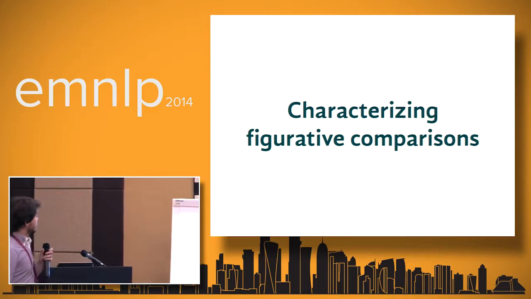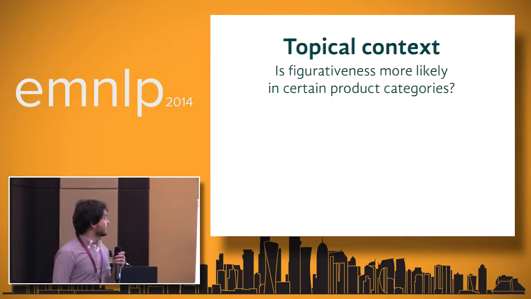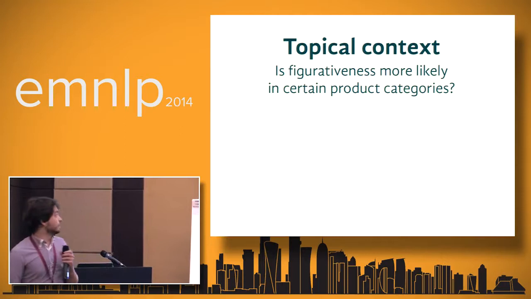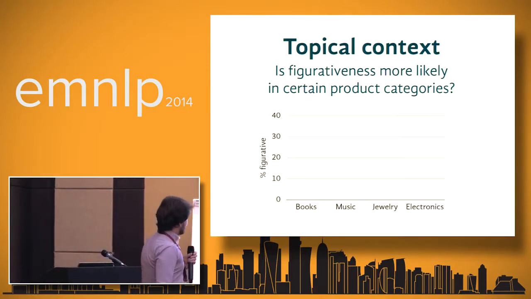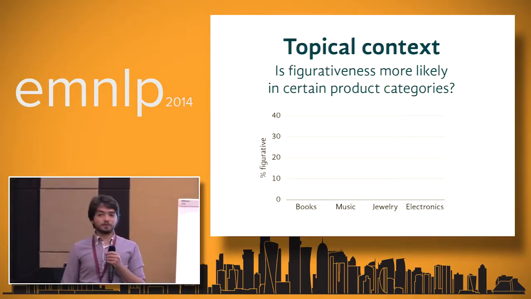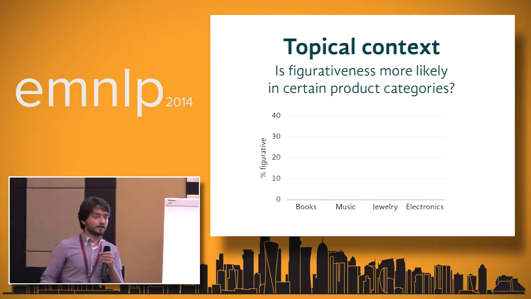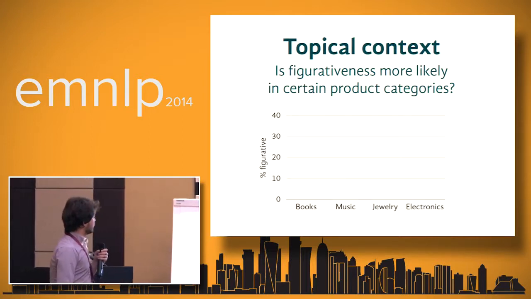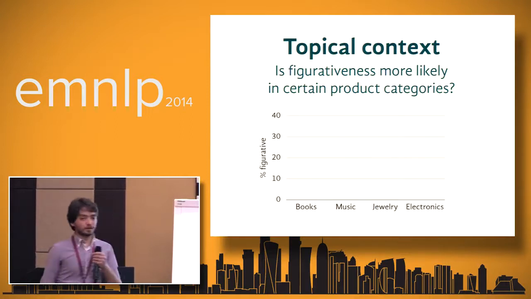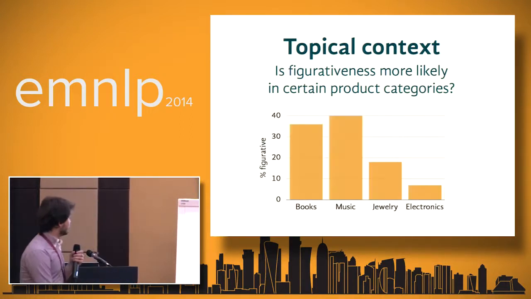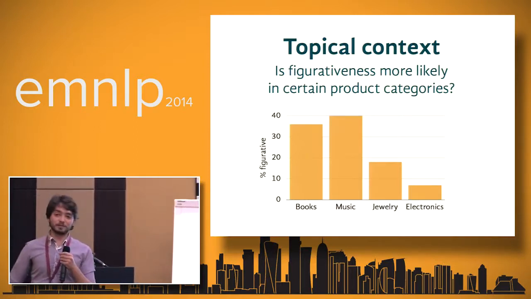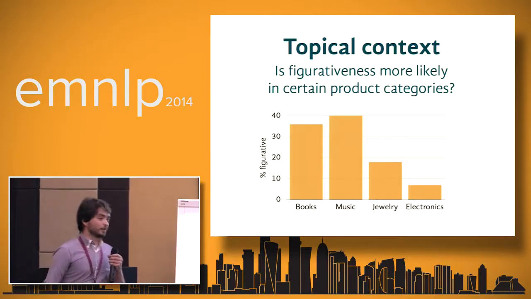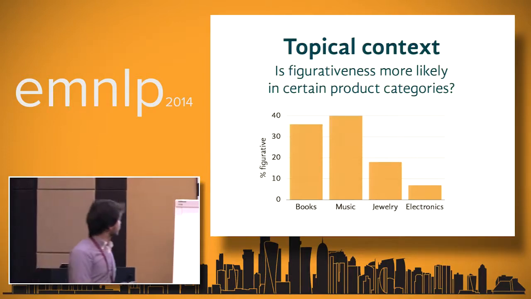from before. So the first thing we're looking at is topical context. And the simplest question we could ask here is: is it simply more likely to encounter figurative language in some contexts than in others? We actually chose the categories we look at with this idea in mind. We look at book reviews, music reviews, jewelry, and electronic product reviews. And it turns out that indeed, it's way more likely to find figurative comparisons in book and music reviews rather than in jewelry and more so in electronic product reviews.